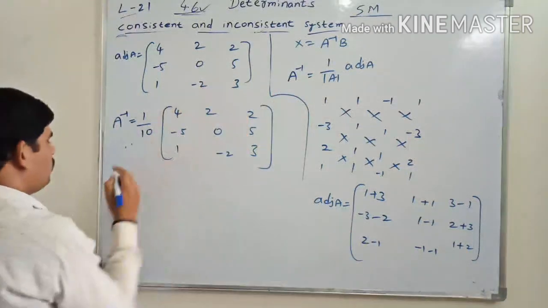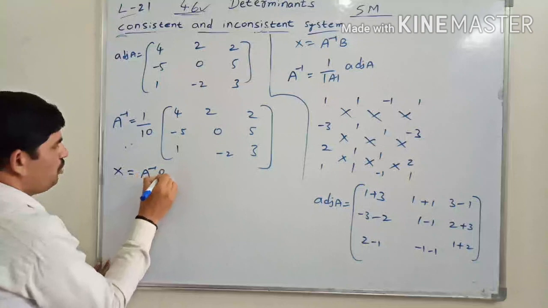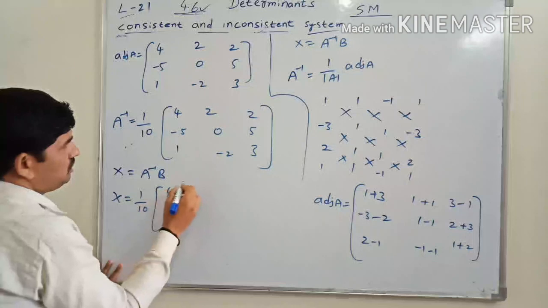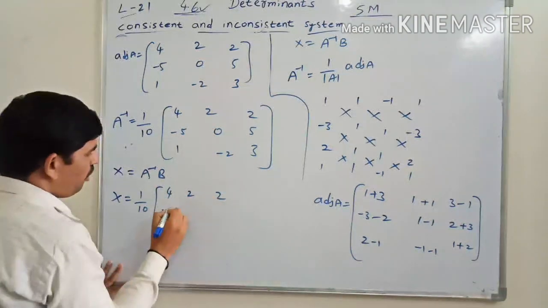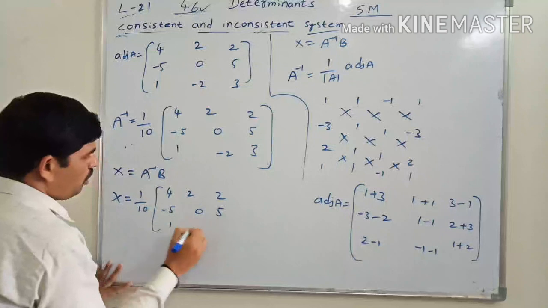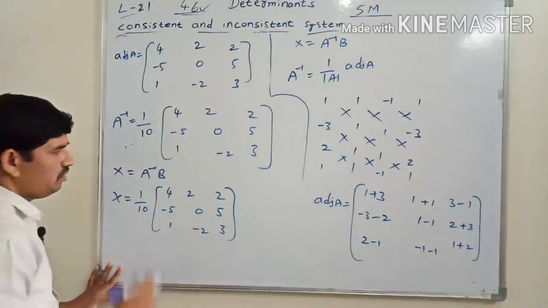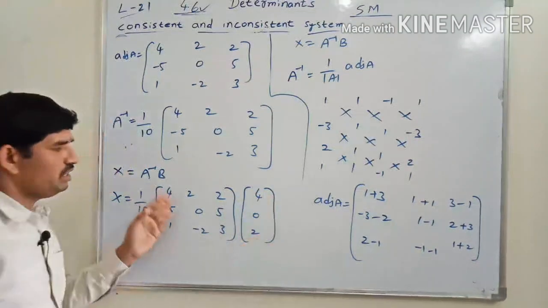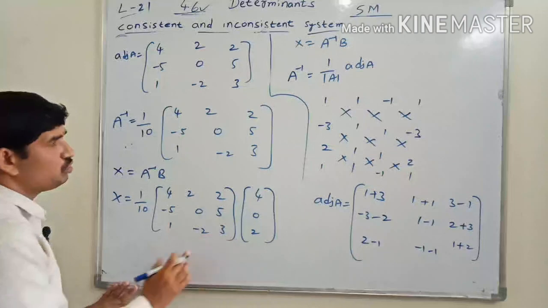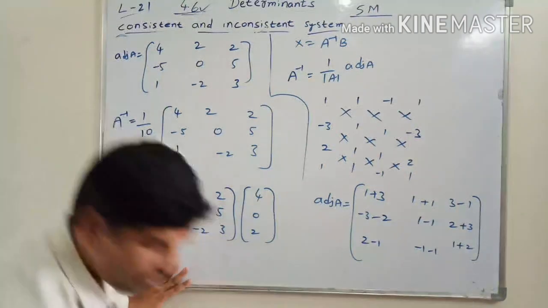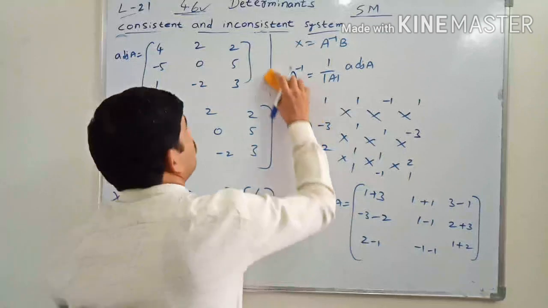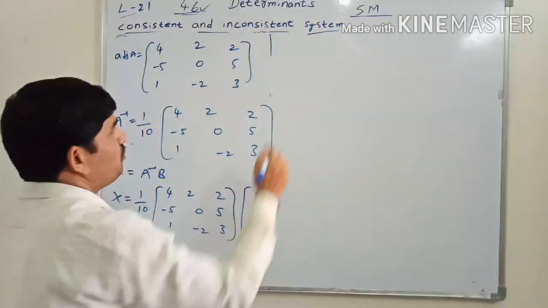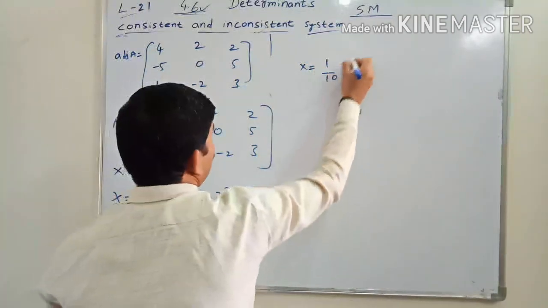After this we take the equation x is equal to A inverse into B. X is equal to 1 by 10 into the matrix adjoint A, 4 2 2, minus 5 0 5, 1 minus 2 3. So the matrix B, what is matrix B here, 4 0 2, yes or no. Matrix B is 4 0 2. Now we have to multiply these two matrices. After that we will get the result. You can also multiply both the matrices, it is very simple, yes or no? The multiplication of the two matrices.